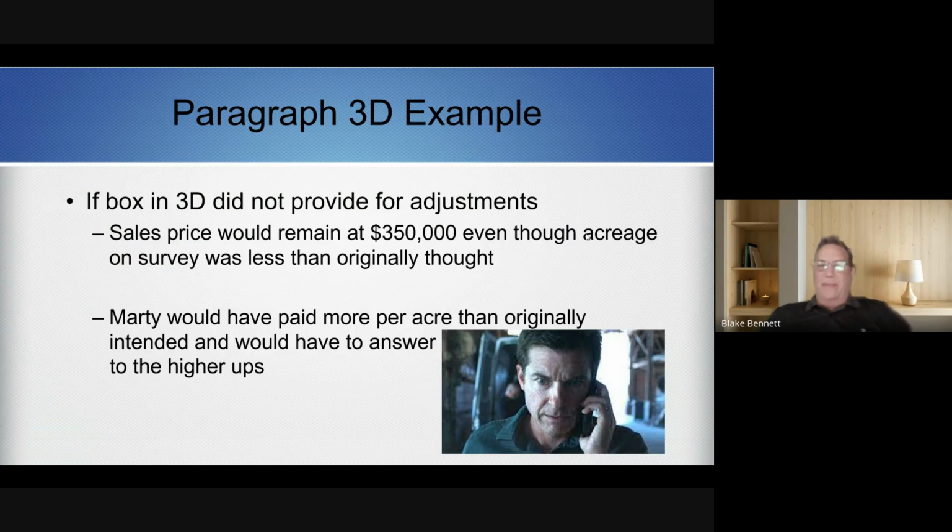Buyer knew what they were buying. Buyer did not use a contract. Buyer went to a lawyer to have the contract drawn up. Lawyer left out paragraph 3D on purpose. Buyer ended up getting 70 free acres.